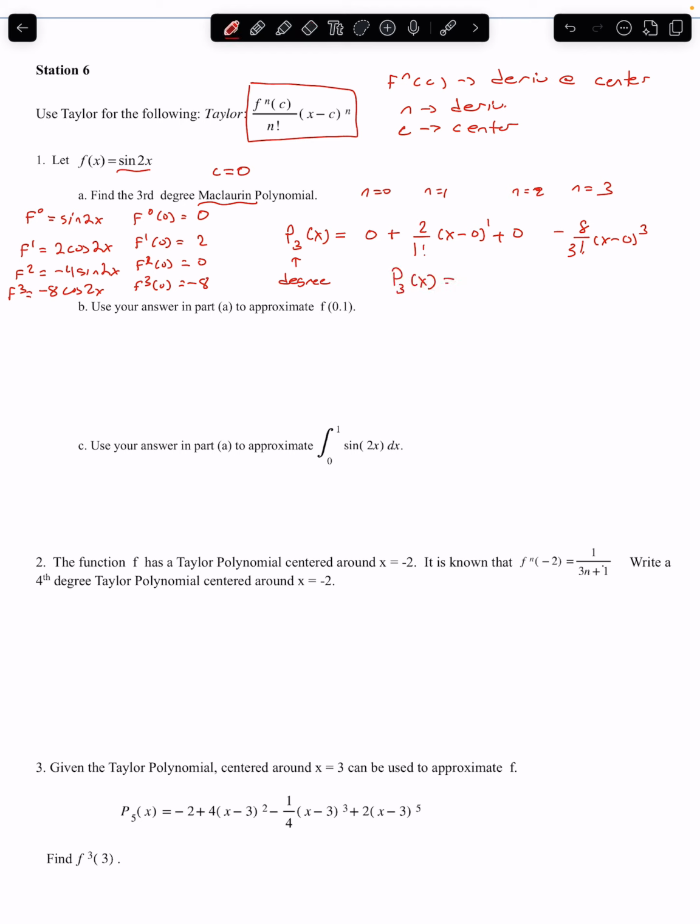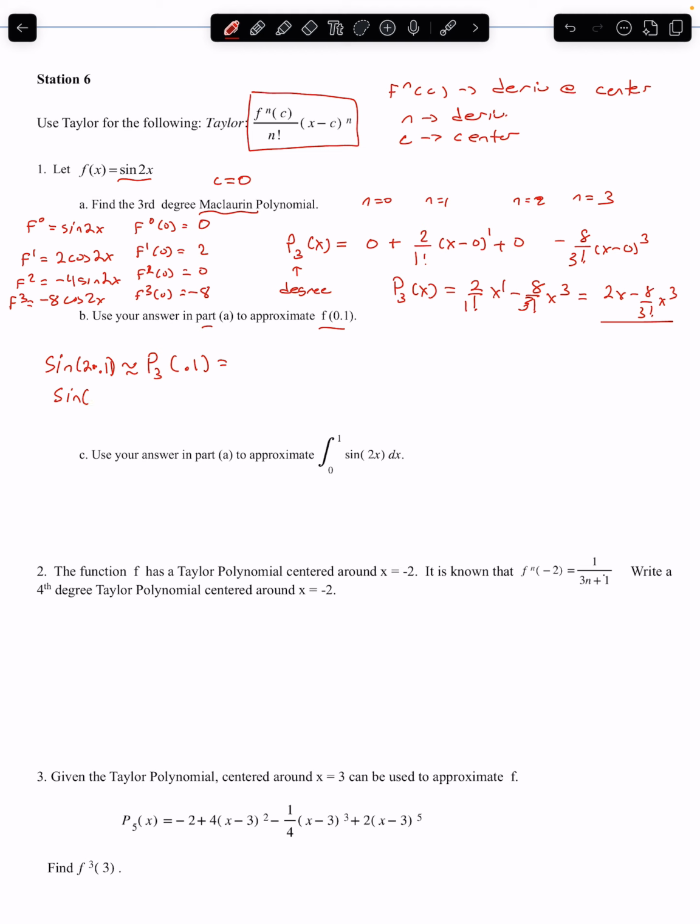The next question says, okay, let's use part A to approximate the value at 0.1. So just get P3, plug in the point 1. This is like saying, okay, the sine of 2 times 0.1, 2 times 0.1 is about the value. We're just trying to approximate. In other words, this is just the sine of 0.2 is what we're trying to approximate here. I don't know it offhand, but I can just plug it in. This becomes 2 times 0.1 minus 8 over 3 factorial times 0.1 cubed. And there is our approximation.